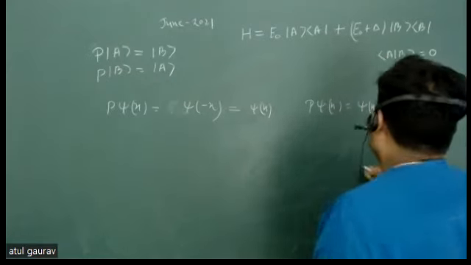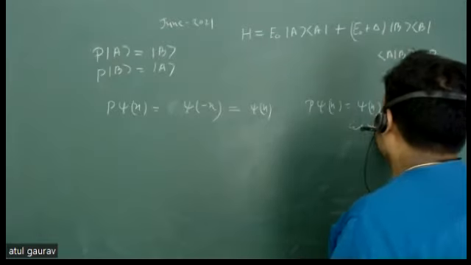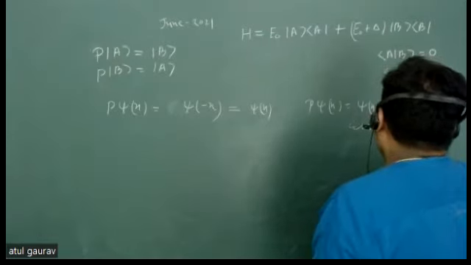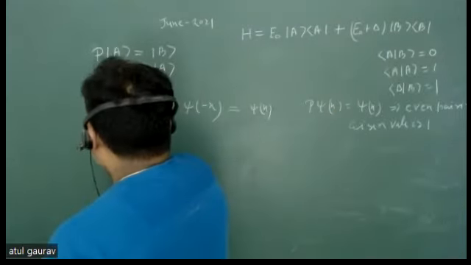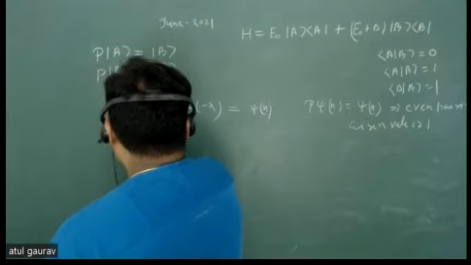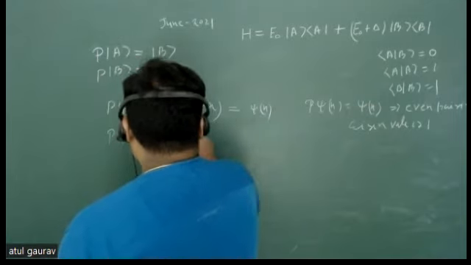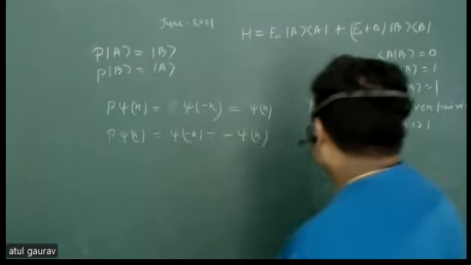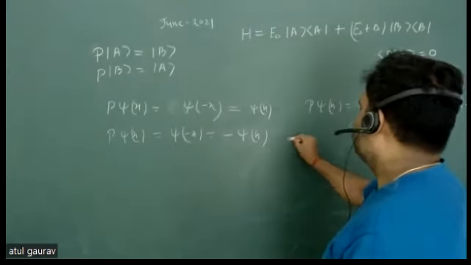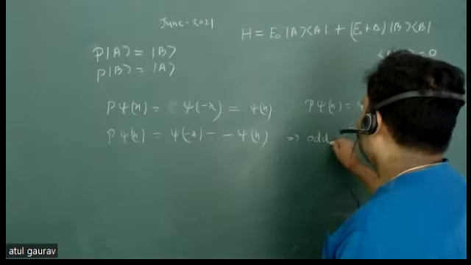This is even parity, and the eigenvalue is 1. And now, if P operates on psi x, it changes to psi minus x, and if it becomes minus psi x, then this is identified as what? Odd parity.